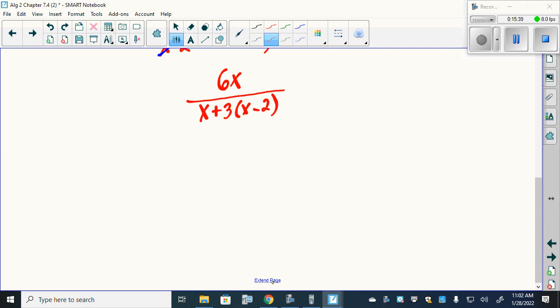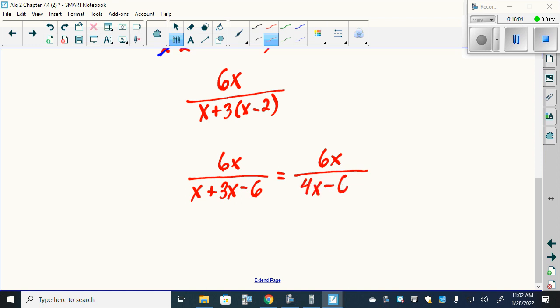Now we will need to distribute the 3 across the x and negative 2. That leaves us with x plus 3x minus 6. Now x plus 3x would give us 4x minus 6.